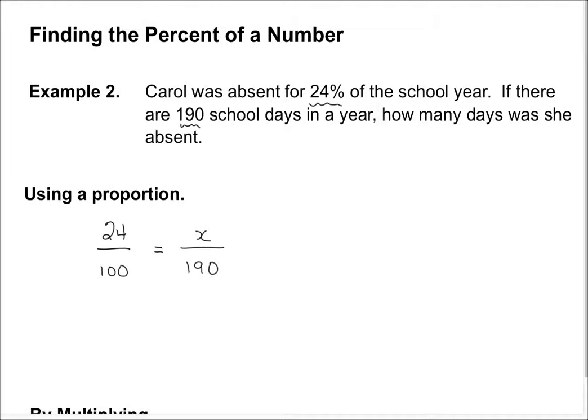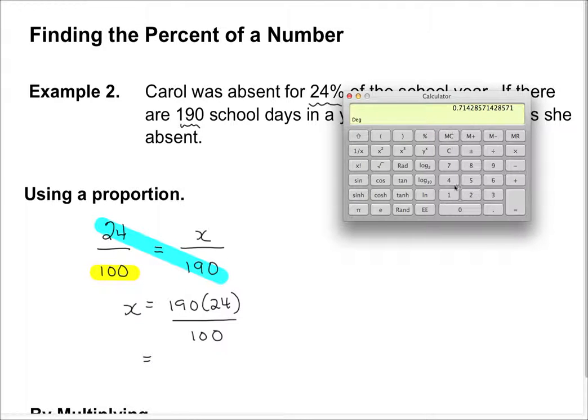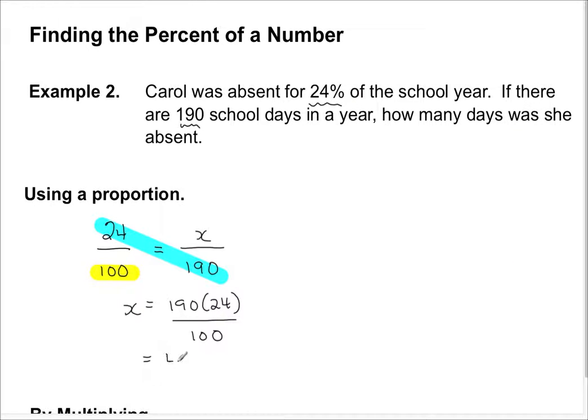Now this is cross multiplying again. We're going to multiply those two things and then divide by that one. So what we're going to write down is x equals 190 times 24 divided by 100. So let's pull that up. 24 times 190 divided by 100 means that we get 45.6.